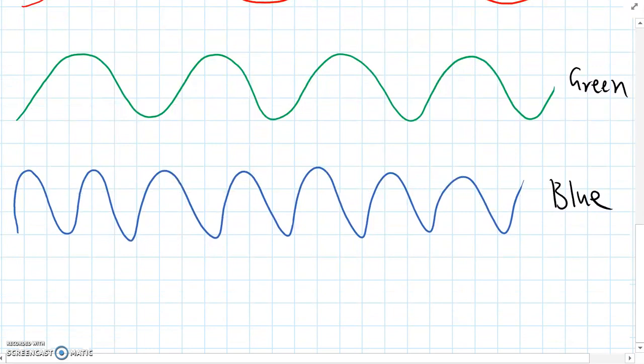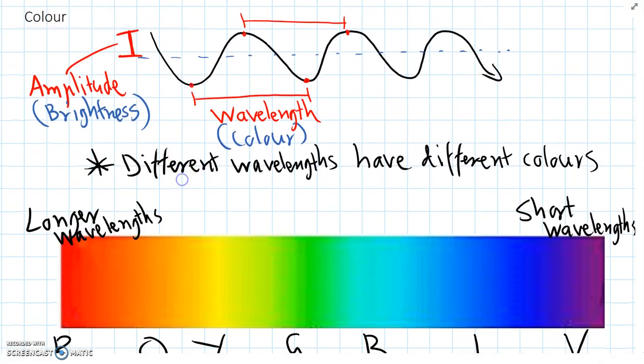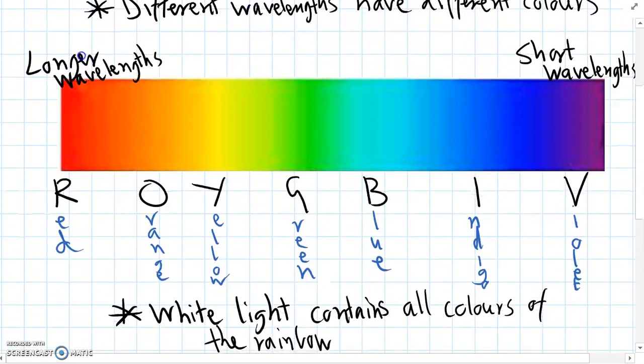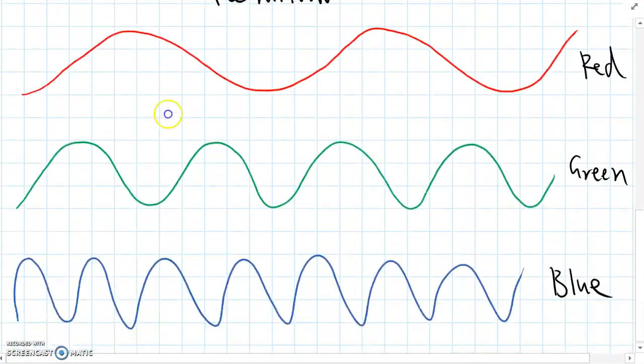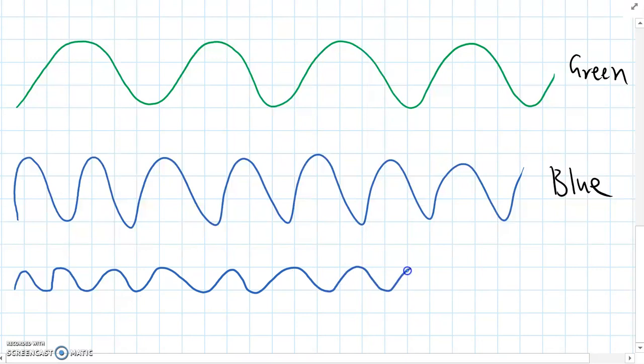But remember, the amplitude or the height of the wave also tells us how bright or dim the light is. So down at our examples, we can have blue light that's dim. So it has the same wavelength, but it's not as tall. So it's still blue light, but it's dim.